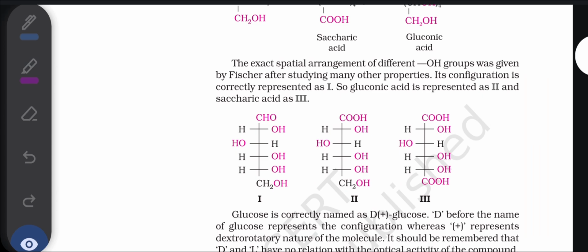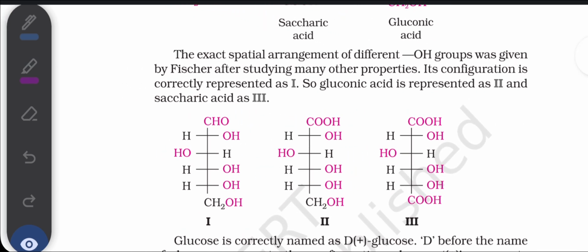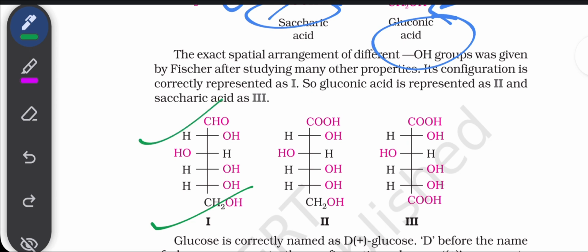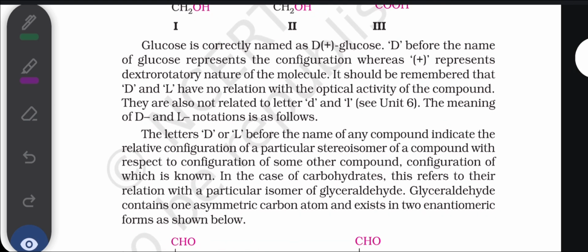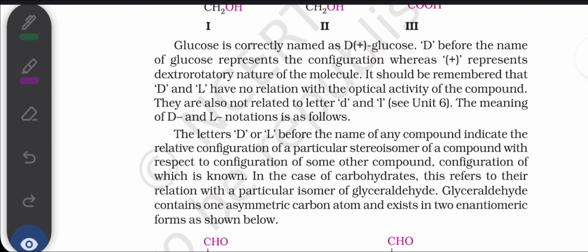The exact spatial arrangement of the different OH groups was given by Fischer after studying many other properties. Its configuration is correctly represented as 1. So this is glucose. Gluconic acid is represented as 2. So gluconic acid has only 1 COOH and saccharic acid has 2 COOH. I hope it's clear. Now, glucose is correctly named as D(+)-glucose. The D before the name is the configuration, whereas plus represents the dextrorotatory nature of the molecule. This is also a previous question of AIIMS, I guess.